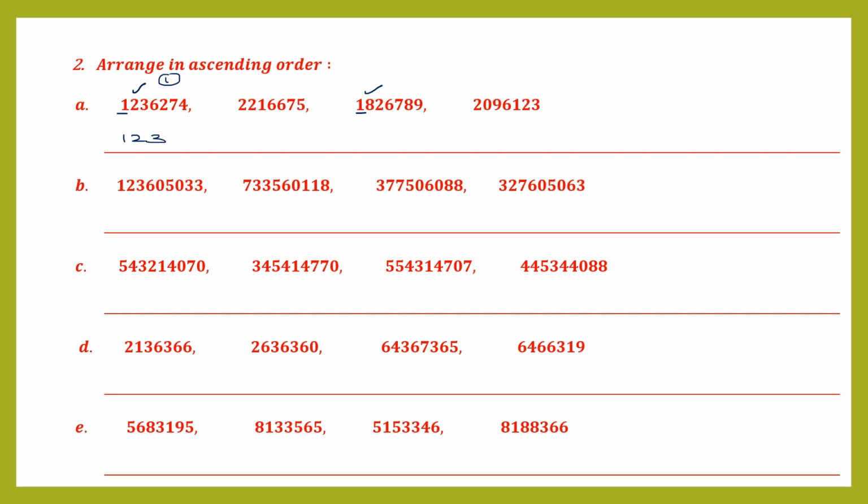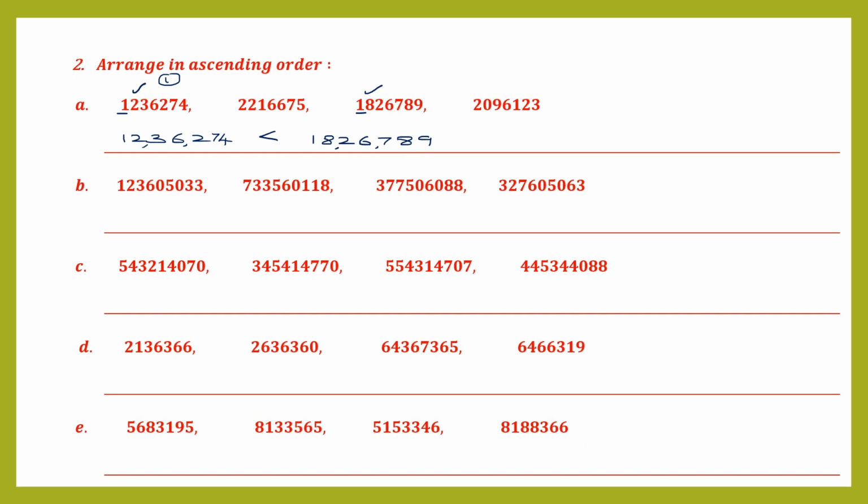So let's write that down. 1, 2, 3, 6, 2, 7, 4. If you have to read this number, you can place commas and read. So this becomes 12,36,274. So after this number, we can write this number. Now let's put the symbol to show that the first number is smaller than the second number. So let's write that down. 1, 8, 2, 6, 7, 8, 9. So let's put the commas and read. So this becomes 18,26,789.